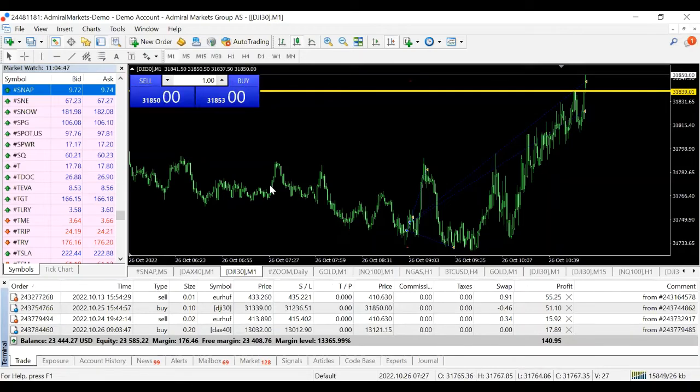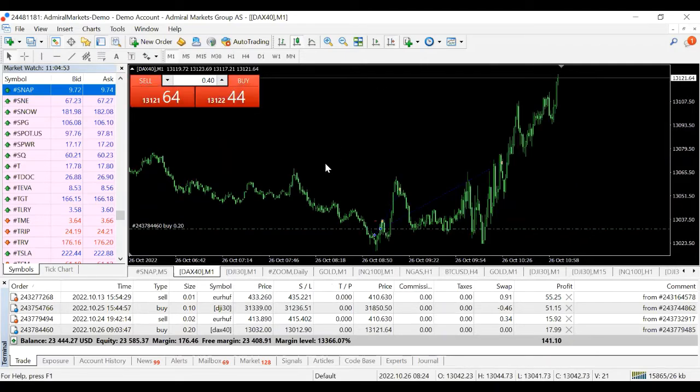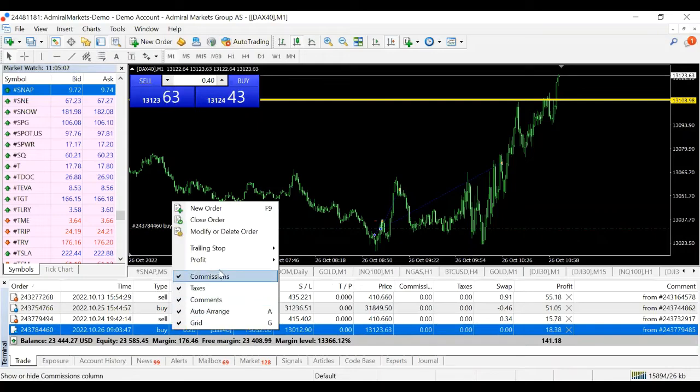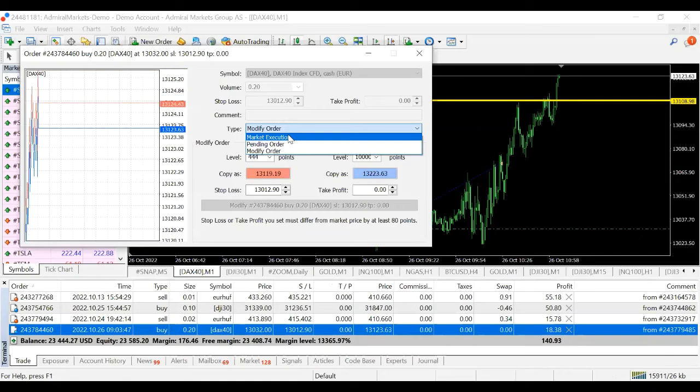So traders, we closed this Dow Jones position, and we have DAX. So let's jump to DAX. As you can see, this is a breakout also. This was the local high, and this is the breakout. And I will use partial closing here also. Let's close half of the position.